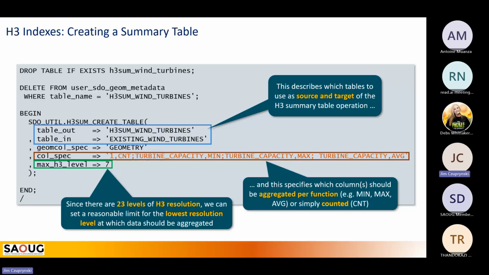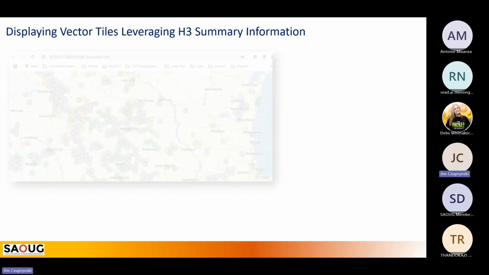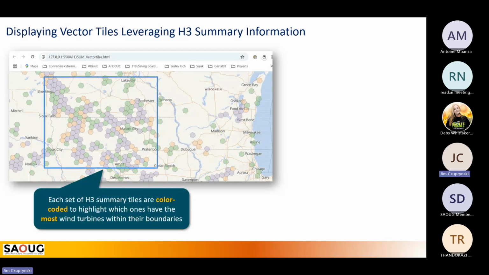H3 level of resolution. By the way, notice that I can say, look, if you go below resolution level 7, don't even bother summarizing. I don't care about going any lower than that. I'm zooming in way too close for that. Don't waste your time. I could go all the way down to level 23 if I wanted to, but I don't necessarily need to do that. And so what I'll get back are counts plus minimum, maximum, and average factors coming out of the total universe of these H3 indexed vector tiles. And here's what it basically looks like.